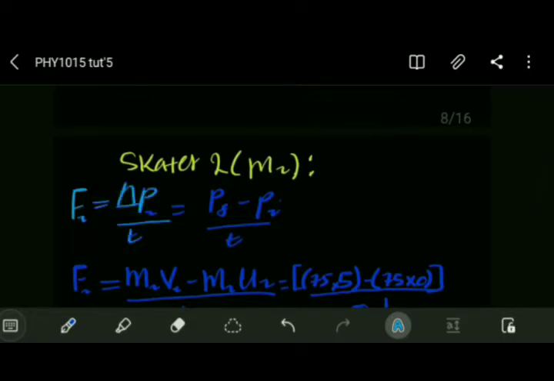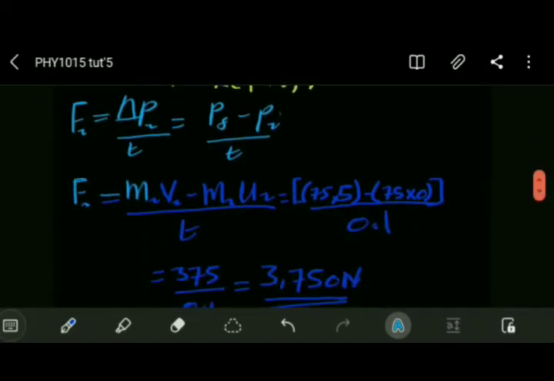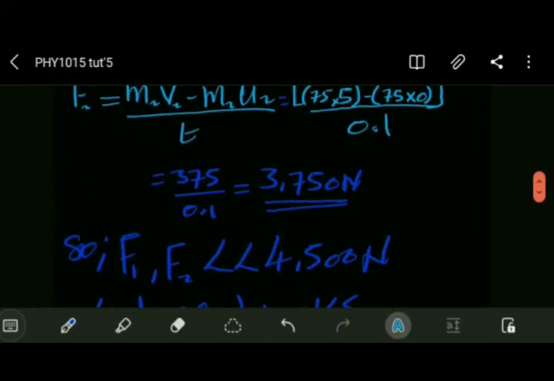Okay, so what about M2? How much force does M2 experience? So similarly, we're going to say change in momentum for M2 is P final minus P initial, and the force on M2 equals the final momentum minus initial momentum over t. Then we substitute the values of M2, V2, M2, U2, and we get this over the time. Okay, we multiply and subtract and divide by 0.1.